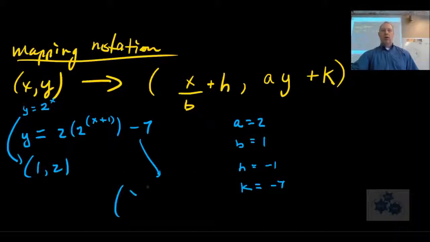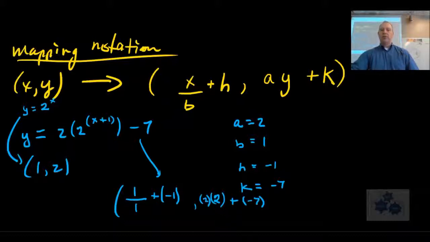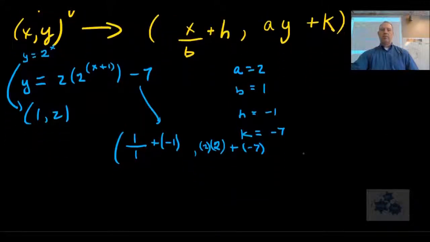So if we have 1 comma 2 on the original, the image point will be: 1 divided by b, which is 1, plus h, which is negative 1. That's going to be your new x value. The new y value will be the y value, which was 2, times a, which is 2, and then plus k, which is negative 7. So we'll have 1 minus 1, which is 0, and then 4 minus 7, negative 3.